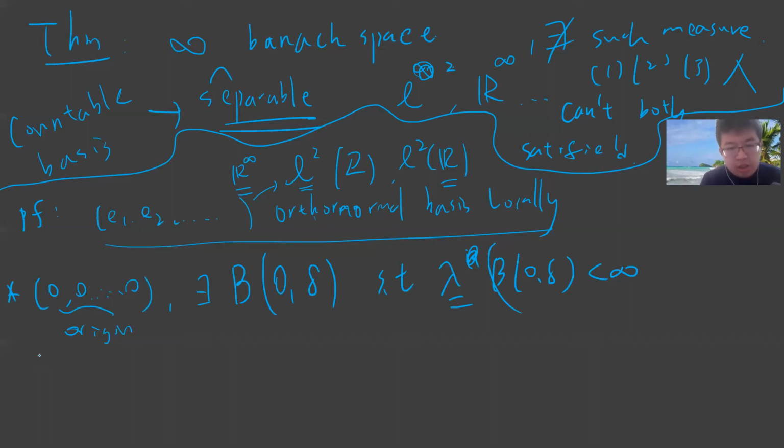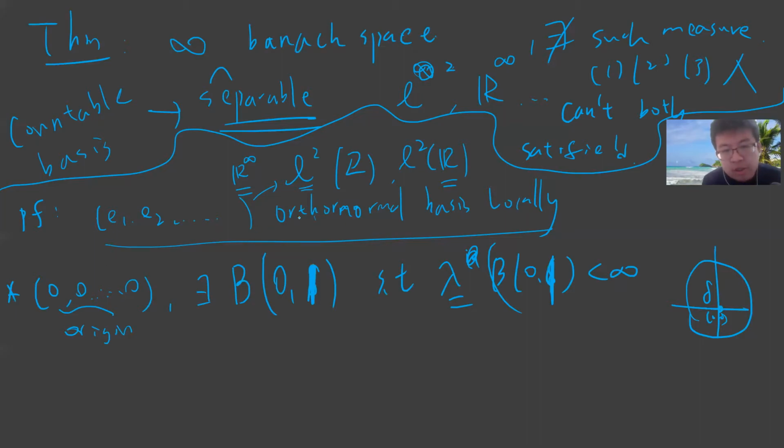Okay, and since I have locally, let's say I pick an origin and a ball with radius delta. Without loss of generality, I can choose this delta to be 1, because if delta is not 1, I can just shrink. So let's assume delta is 1.